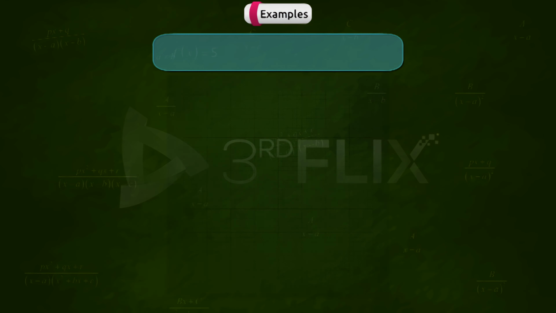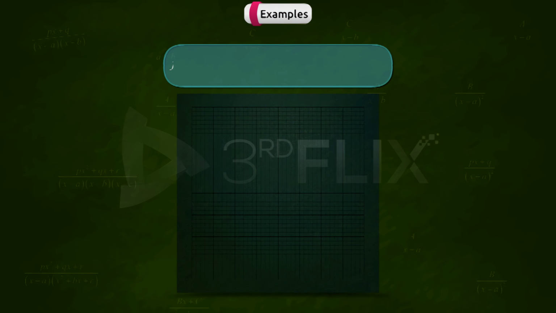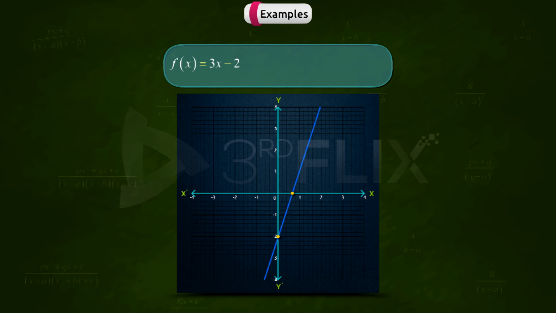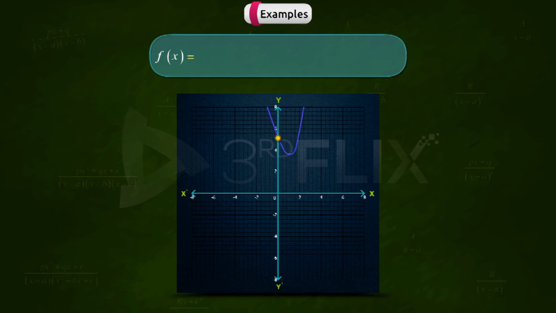Let us recall some of the types of polynomials. f(x) = 5 is called a polynomial of degree 0, which is also called a constant polynomial. f(x) = 3x - 2 is called a polynomial of degree 1, which is also called a linear polynomial. f(x) = 3x^2 - 4x + 5 is called a polynomial of degree 2, which is also called a quadratic polynomial.